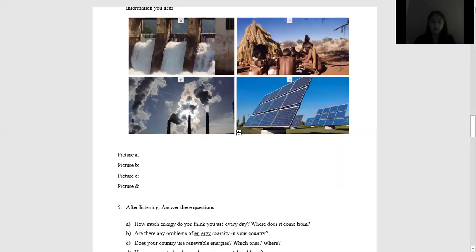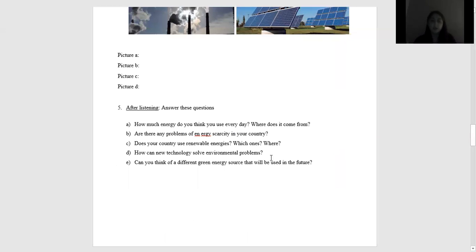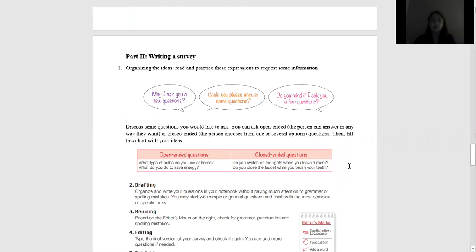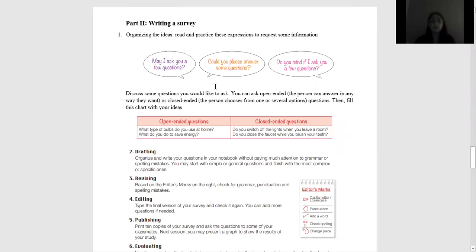And then you're going to answer these questions. Okay, this is about reflection, so you have to answer with your own words and with your own knowledge and thoughts. And part 2 is about writing a survey. So the first part is to organize ideas, read and practice these expressions to request information.